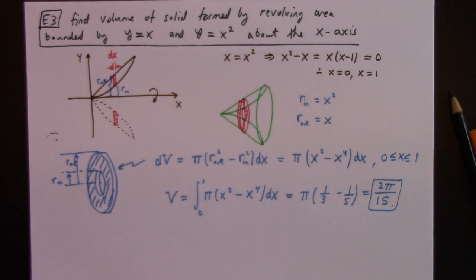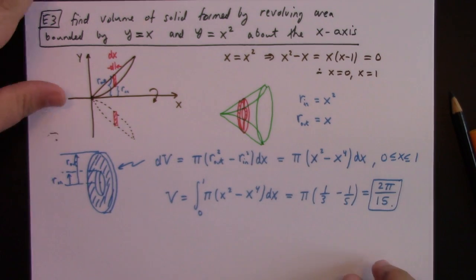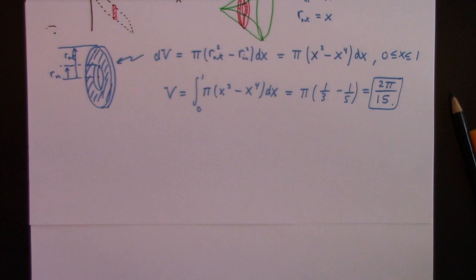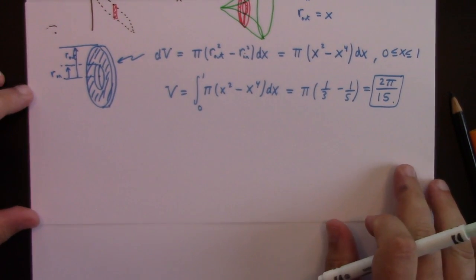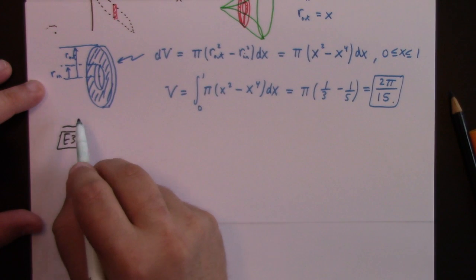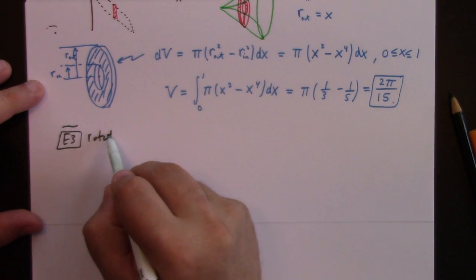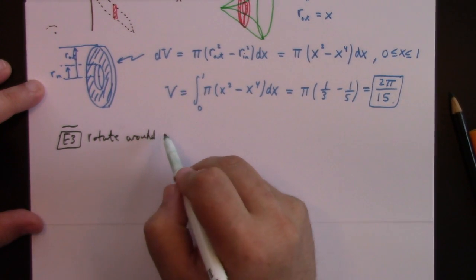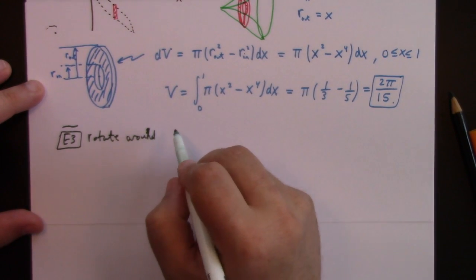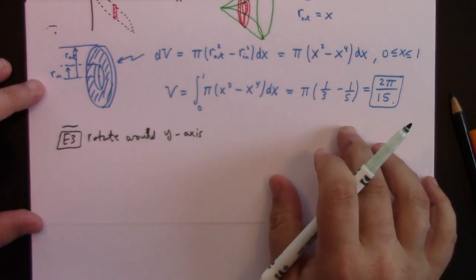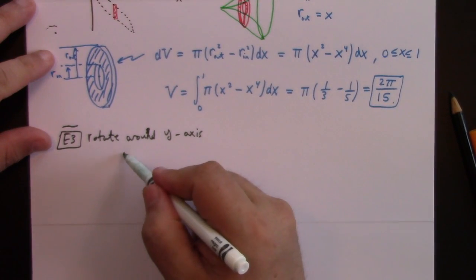Okay, so let's take the same area and, bonus example, example 3. Rotate around the y-axis, all right? All right, so here's the picture in that case.